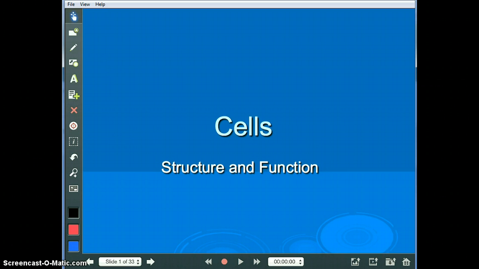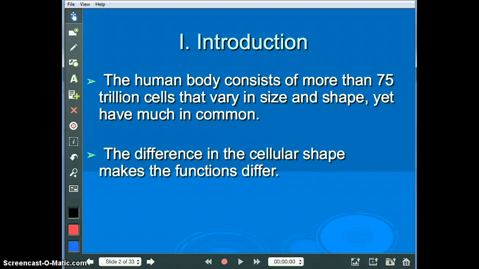But what you're going to go through today is you're going to start taking a look at cells. Hopefully you remember at least have an idea of all of this from when we were in sophomore biology and we talked about cells and how they work. So we're going to start advancing on our material. The human body consists of more than 75 trillion cells, and all of those cells vary in size and shape. Based upon their structure and function, they have particular jobs.